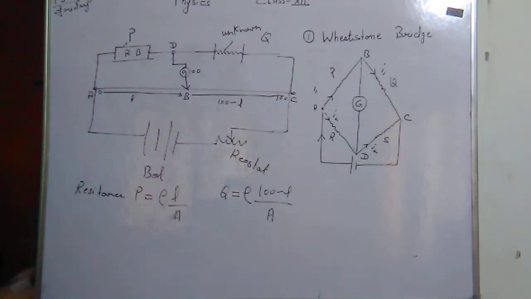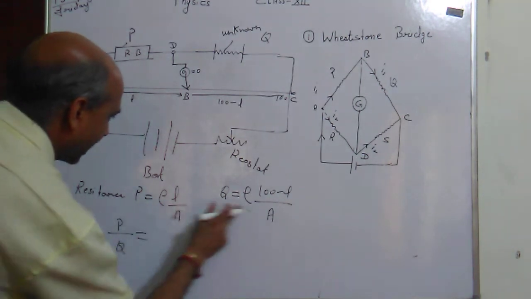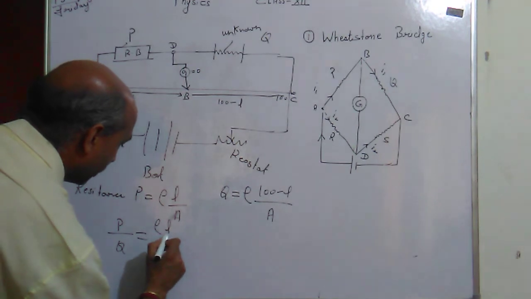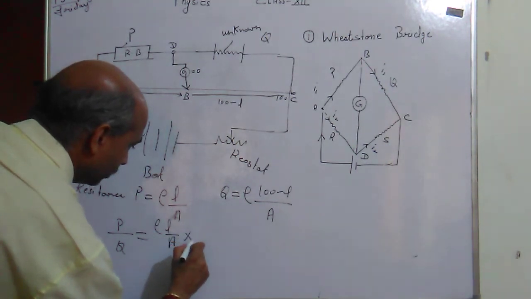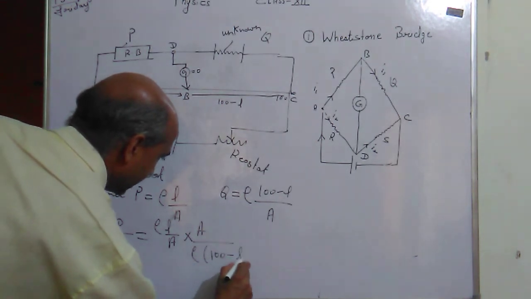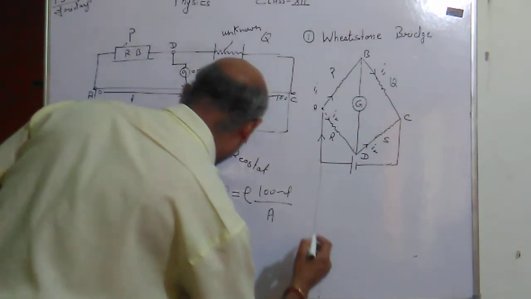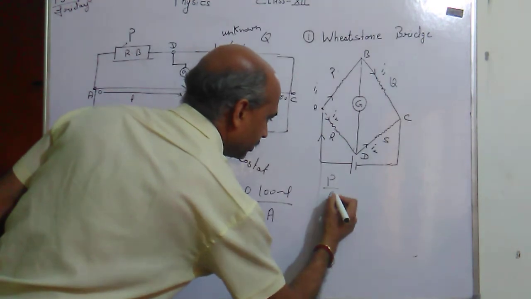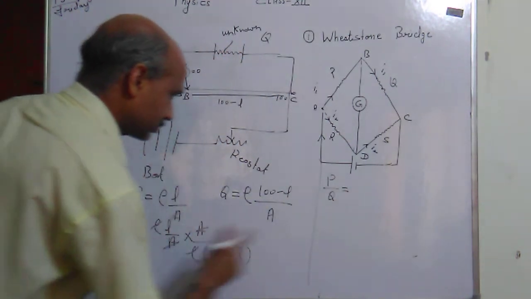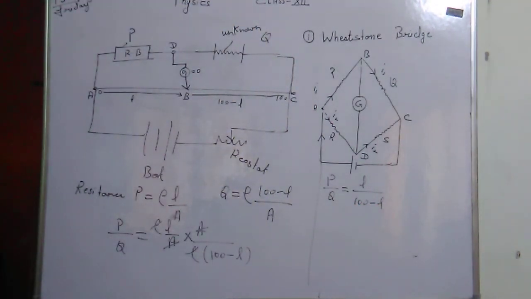And from here, if we divide P by Q, so rho gets cancelled. This rho L upon A, this rho 100 minus L upon A, rho gets cancelled, A gets cancelled. So simply we are left with P upon Q equals to L upon 100 minus L. Okay, P upon Q equals to L upon 100 minus L. So this we are getting.